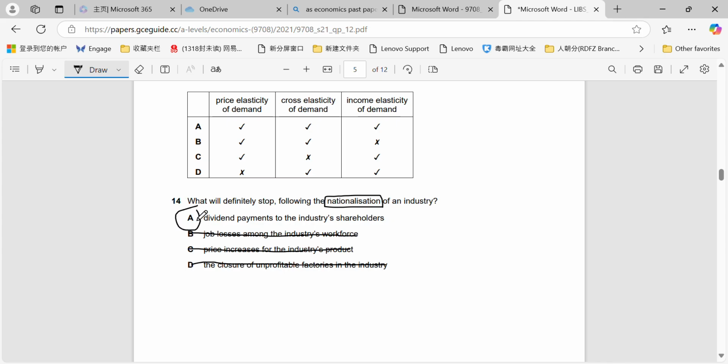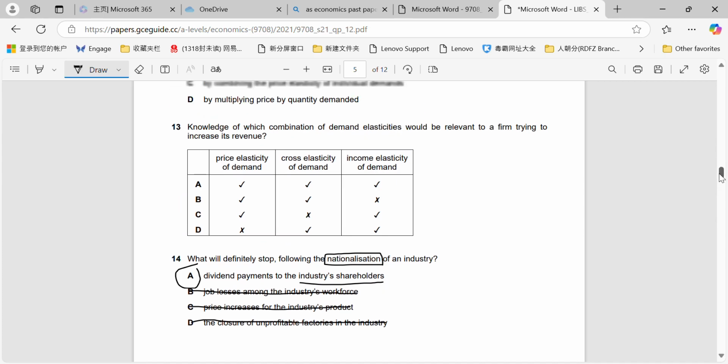Dividend payments, however, will definitely stop because there are no industry shareholders now. They're controlled by the government, and the government is not going to pay dividends to themselves from an industry that they own. It only happens in the private sector.